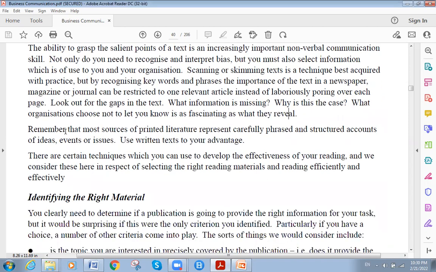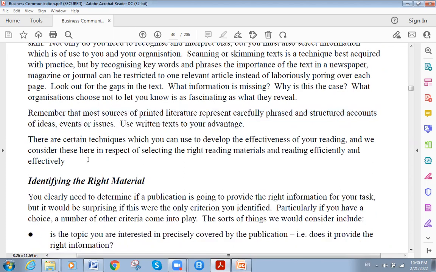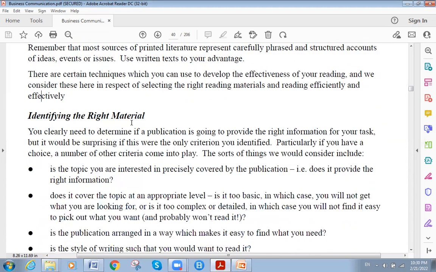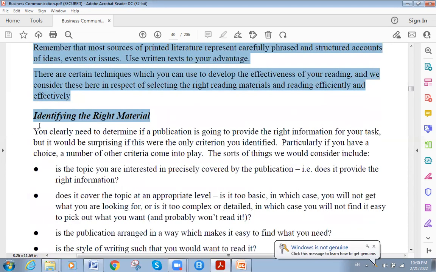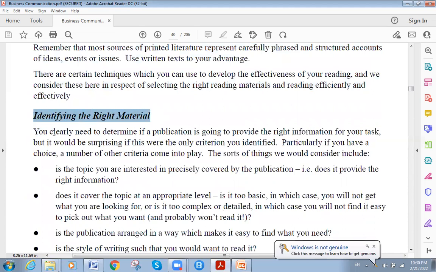So here, remember that most sources of printed literature represent carefully phrased and structured accounts of ideas, events or issues. Use written text to your advantage. There are certain techniques which you can use to develop the effectiveness of your reading. And we consider these here in respect of selecting the right reading materials and reading efficiently and effectively. Okay. So first of all, you will identify the right materials to read from.